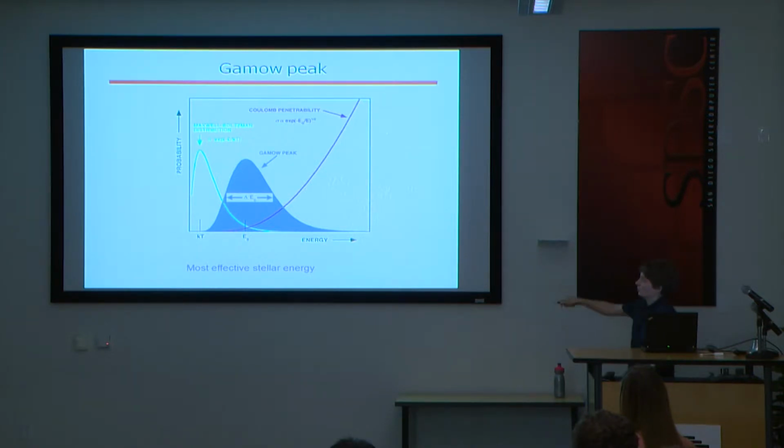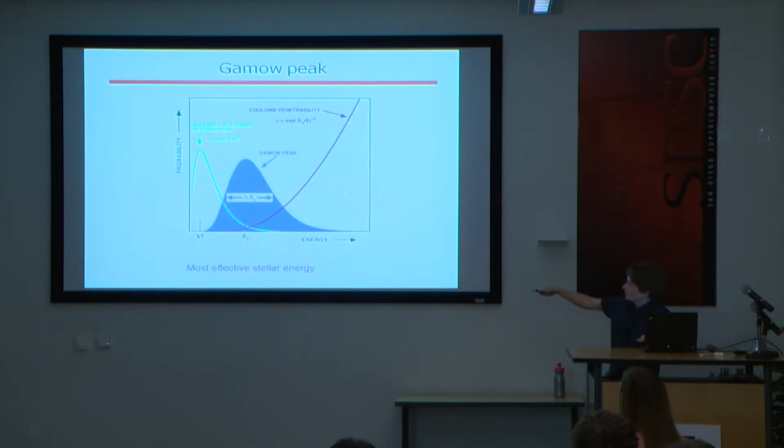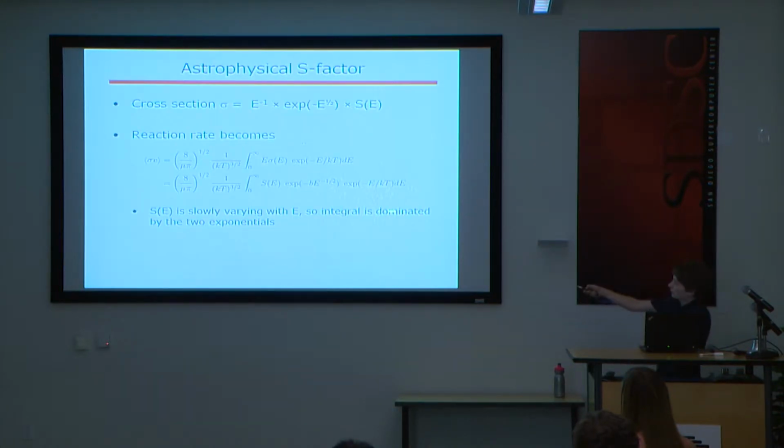And if you combine the two, your thermonuclear cross-section, so this sigma v here, becomes maximal in this blue area here. This is what we call the gamma peak. And the width of this peak is what we call the gamma window. So the rate is most effective at stellar energies in this energy range here. That's what you find when you fold the two dominating exponentials in this integral here for the thermonuclear cross-section.